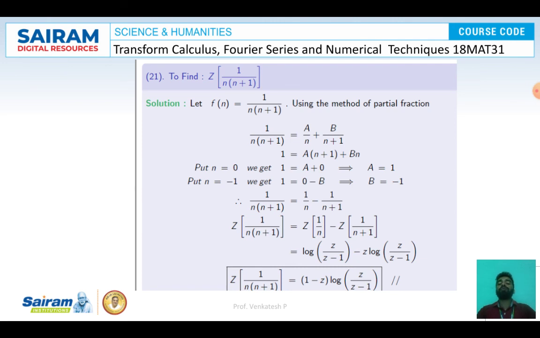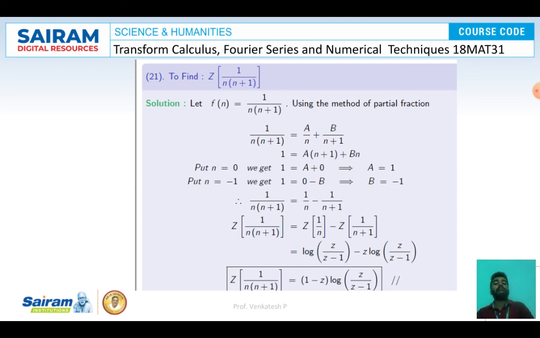So first one, I am going to find the z transform of 1/(n(n+1)). To solve this one, I am going to expand the equation in terms of the partial fractions method. So I am taking 1/(n(n+1)) as a/n + b/(n+1). Take LCM over here. We got 1 = a(n+1) + bn. Replace n = 0 to find the value of a. So we got 1 = a + 0, which implies a = 1. Next replace n = −1. We got b = −1. Now replace these a and b values over here. So we got 1/(n(n+1)) = 1/n − 1/(n+1).